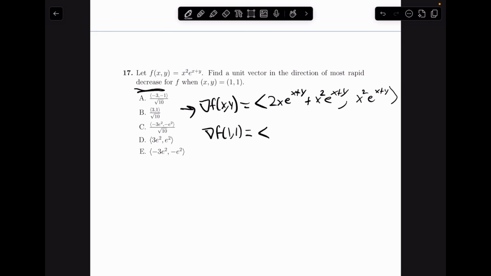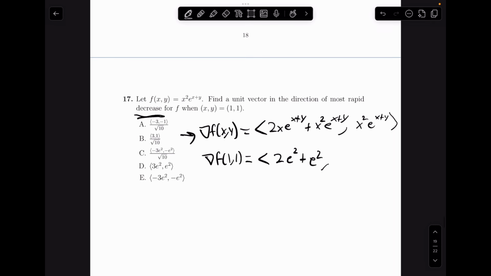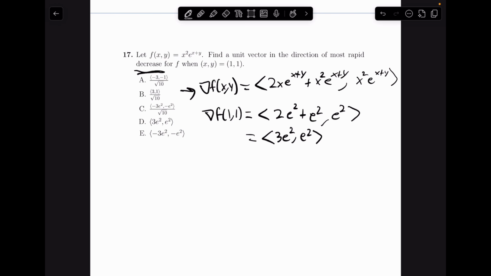So the gradient of f at (1, 1), I wrote xy when I wanted to write 1, 1, is going to be 2e squared plus e squared, because 1 plus 1 is 1... and then we also have e squared. So that is just (3e squared, e squared).